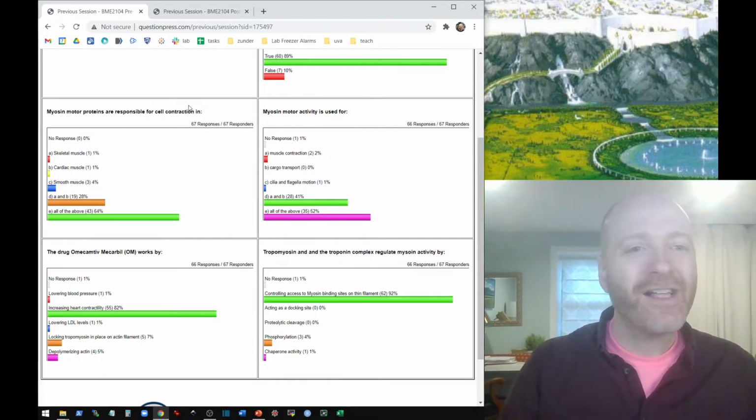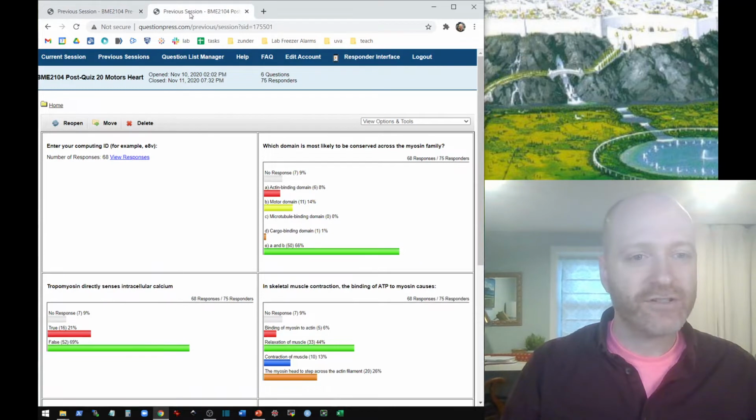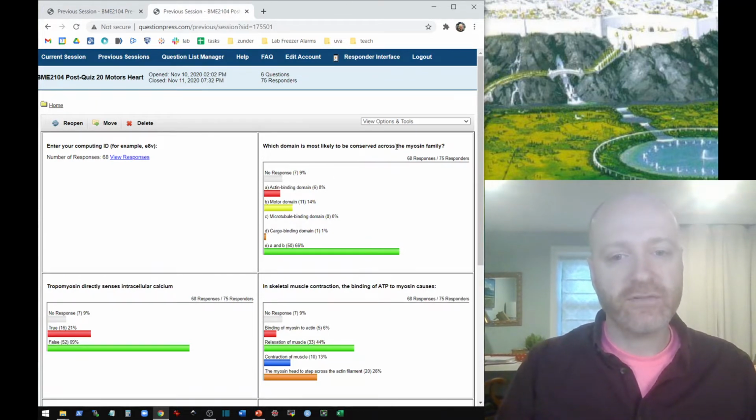All right, that's the pre-discussion quiz. Let's do the post-discussion quiz now. Which domain is most likely to be conserved across the myosin family? So we had a series of options here. So which domain in myosin is most likely to be conserved?